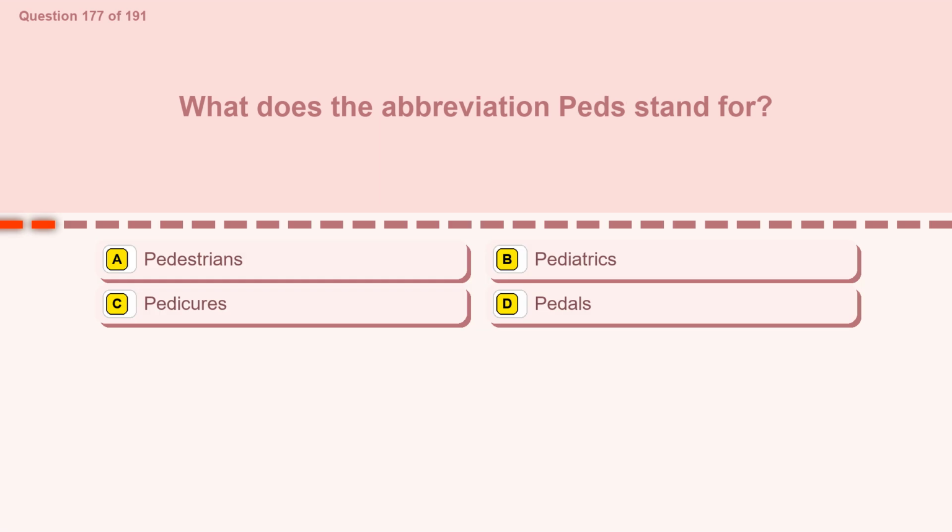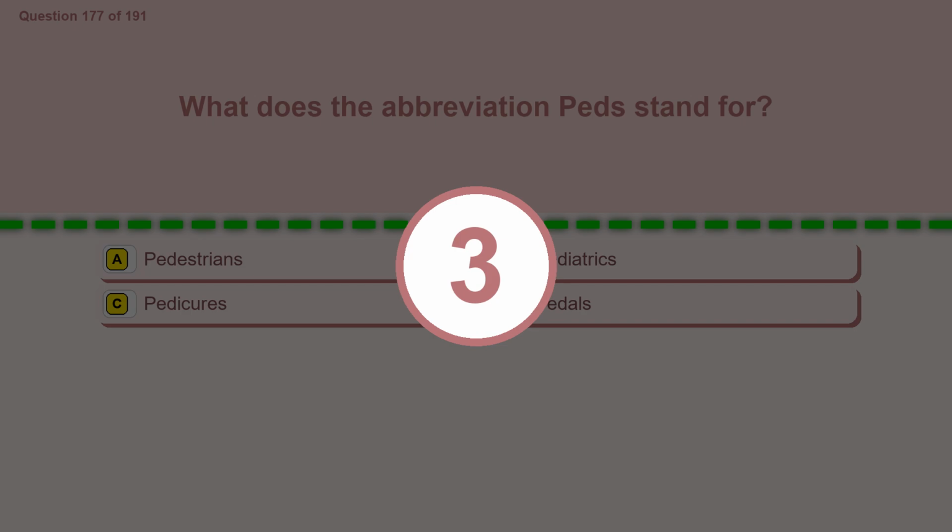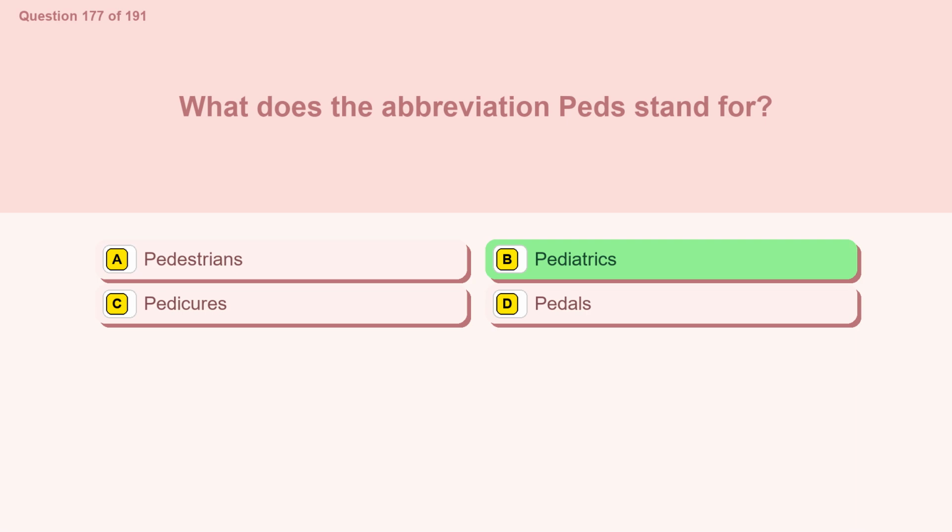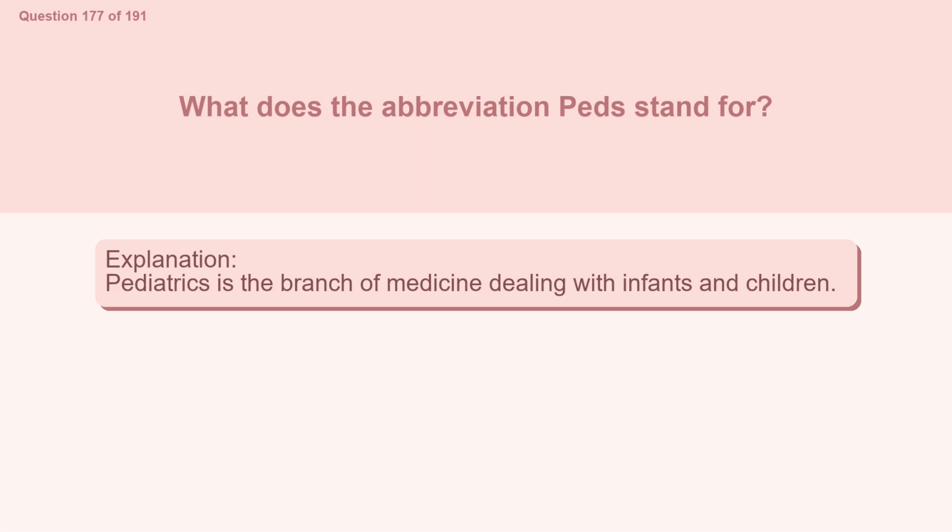Question 177. What does the abbreviation PEDS stand for? Option A. Pedestrians. Option B. Pediatrics. Option C. Pedicures. Option D. Pedals. The correct answer is option B. Pediatrics. Pediatrics is the branch of medicine dealing with infants and children.